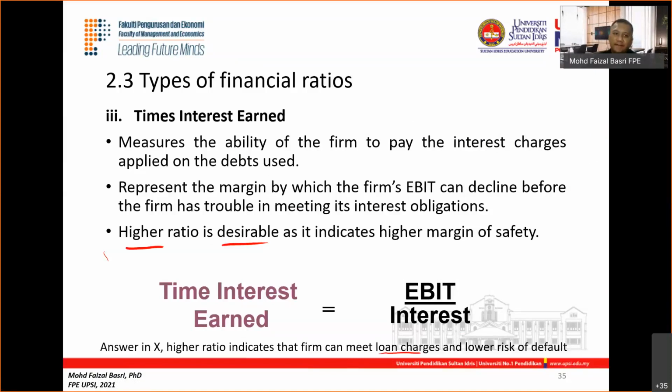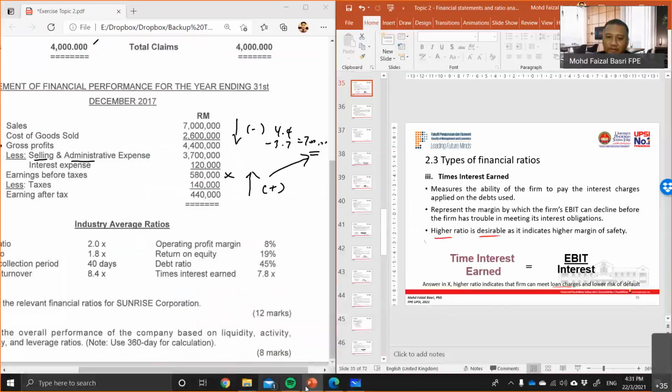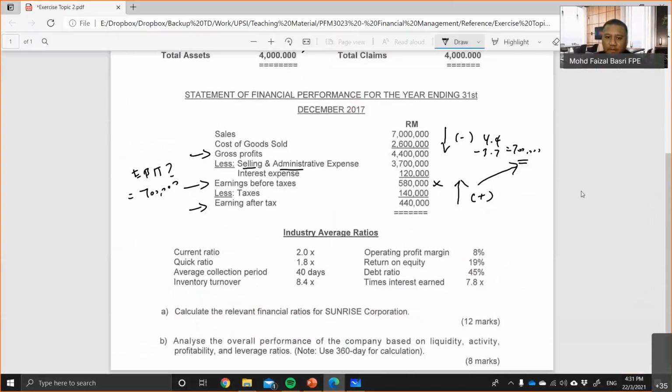Okay, so we have done two categories, liquidity and also leverage. So if you noticed the question, the first part they asked us to calculate. Okay, we've done the calculation, I've shown you earlier. And on top of that, at every ratio, I commented. So that's why the analysis part for B, they asked us to comment based on liquidity. And so far, we've done leverage as well.